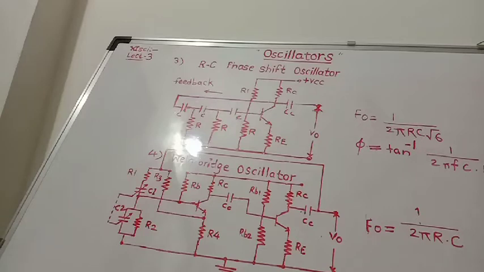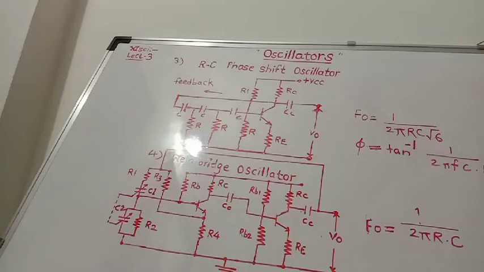The frequency of the oscillations, that is the output frequency FO, is equal to 1 upon 2 pi RC root 6. The advantage of this oscillator is that it is useful to obtain a wide range of frequencies, from a few hertz to some kilohertz. And the drawbacks of this oscillator: the frequency of oscillations cannot be varied easily.